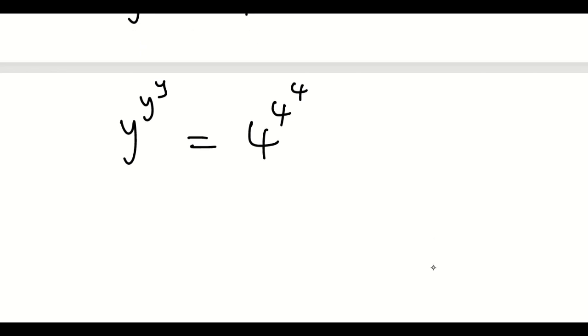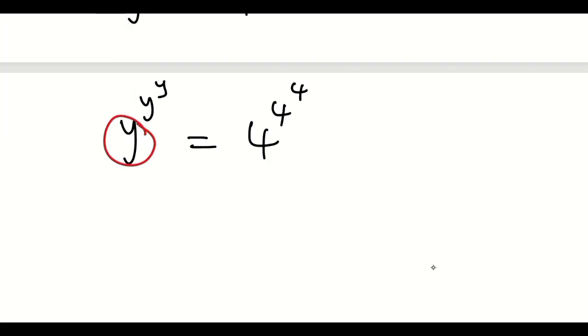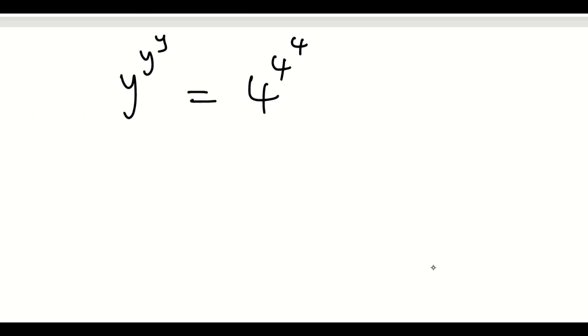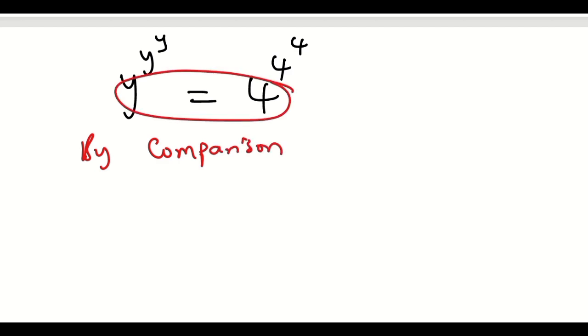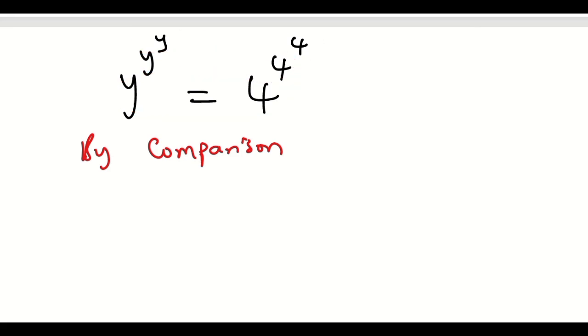So moving on, by comparison, as you can see, we have y raised to the power y raised to the power y, and here we have 4 raised to the power of 4 raised to the power of 4. So you see, they're all the same. So by comparison, we can see that y is equal to 4 when you compare like that. So I'll say therefore y is equal to 4, and this is the value of y.